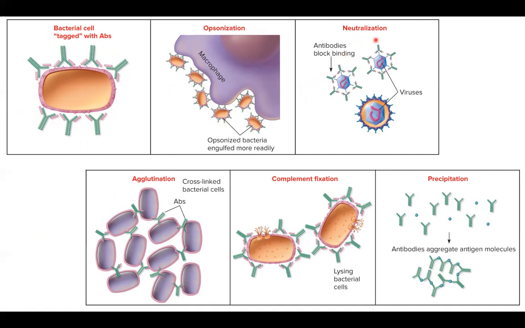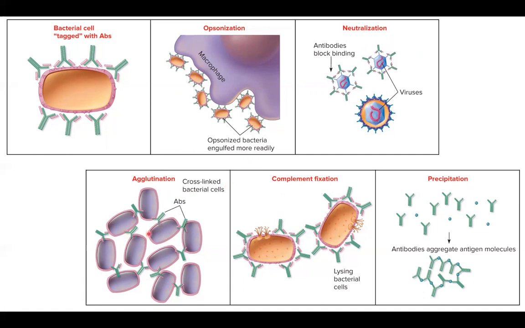And then here's neutralization. So here we show viruses that are bound with antibodies. If a virus is bound on its surface with all of these antibody proteins, the receptors on the viruses that need to attach to the host cells are no longer there. So then the virus can't bind and infect the body cells.